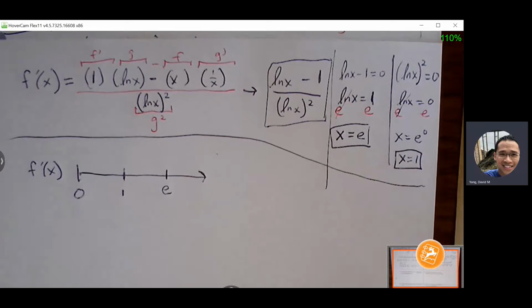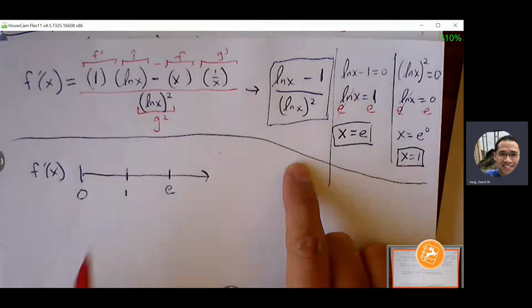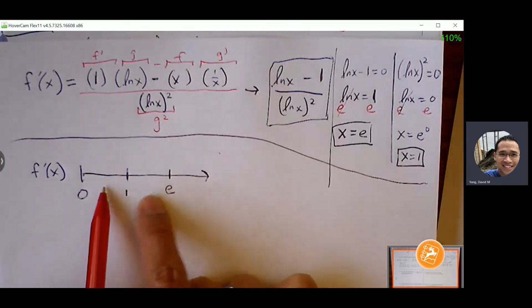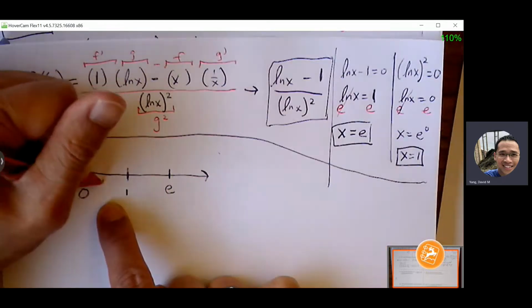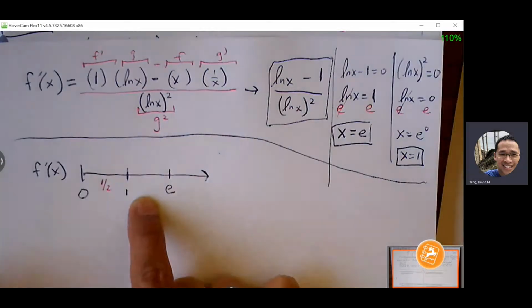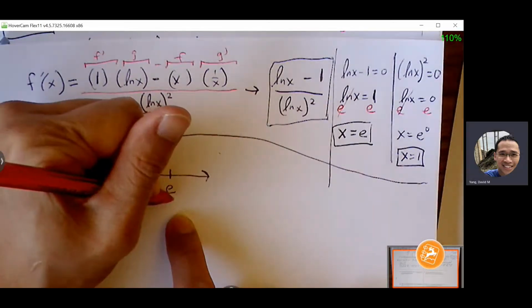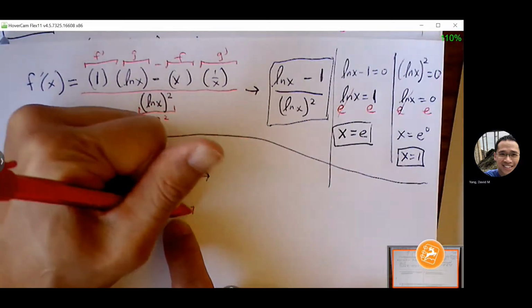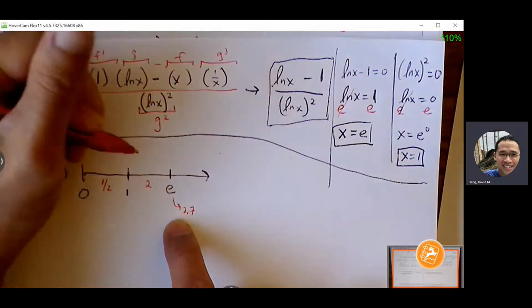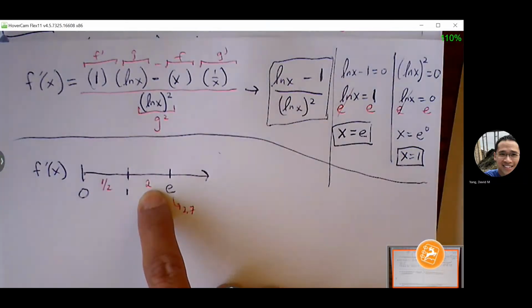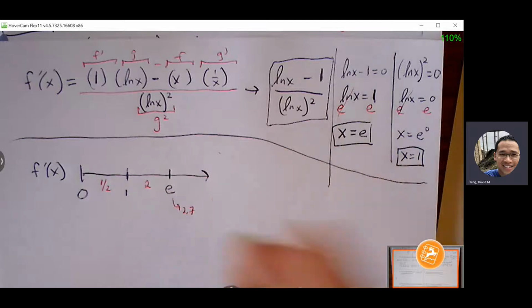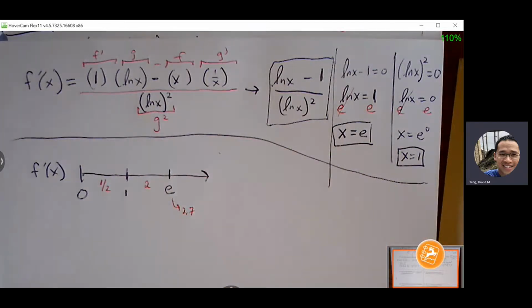Okay, I'm going to test my information with the derivative function, but I want to choose values in each interval. Here, I'm going to choose 1/2. You know, E is around 2.7, so I can choose 2. And then to the right of E, I can choose 3 or 4. But this is what I would suggest.